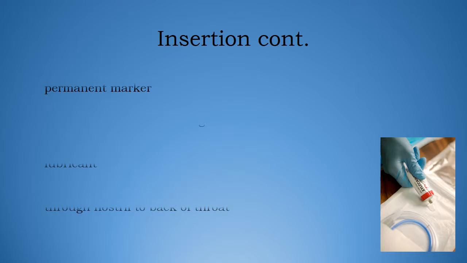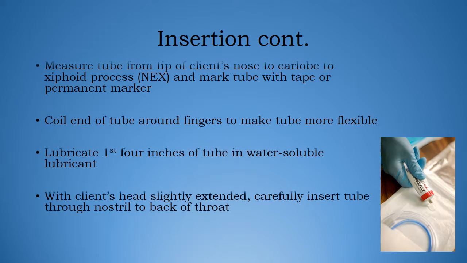Measure tube from tip of patient's nose to earlobe to xiphoid process of sternum, and mark tube with tape or permanent marker. Coil end of tube over fingers to make tube more flexible. Lubricate first 4 inches of the tube with water-soluble lubricant. Oil lubricants can cause respiratory complications.